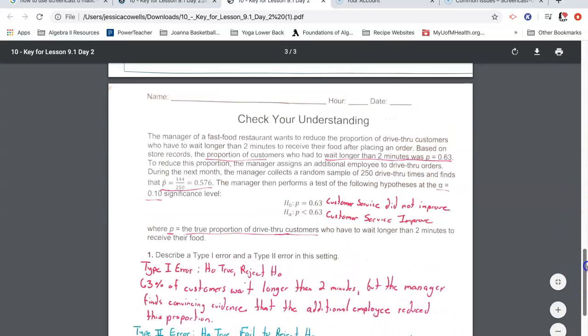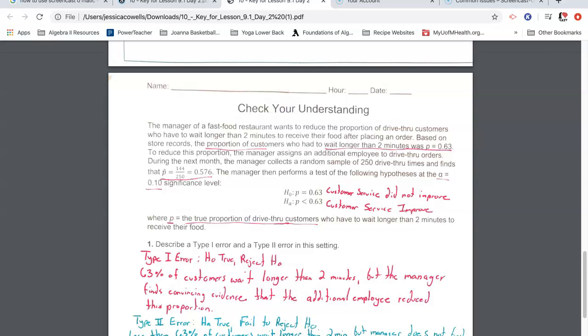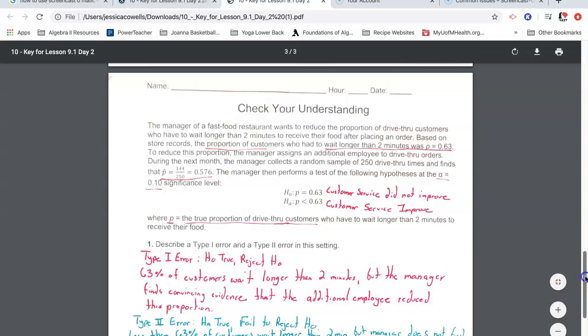A type 2 error is when your alternative hypothesis is true, but you fail to reject the null hypothesis. So if our alternative hypothesis is true, the p is less than 0.63, that means less than 63% of the customers wait longer than 2 minutes, but he doesn't find evidence to support that, so he's going to fail to reject the null hypothesis. So the manager does not find convincing evidence that this additional employee reduced that proportion. So his evidence didn't back that up, so he failed to reject the null hypothesis.